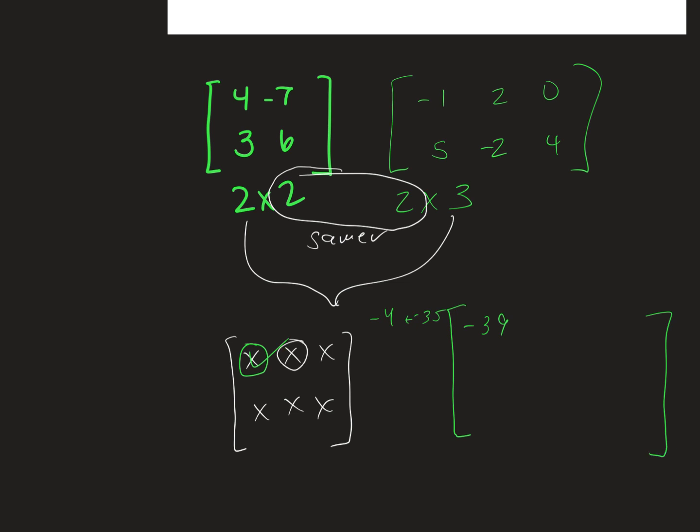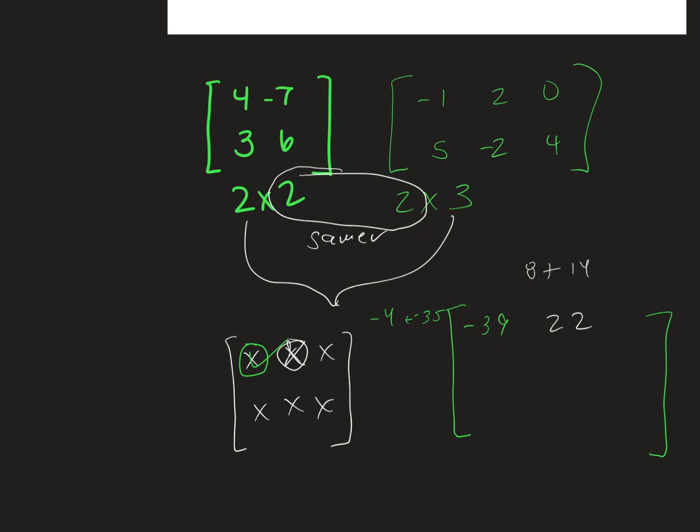Where is that located? First row, what? Second column. So I'm going to say first row times second column. So 4 times 2 is 8 plus, what's negative 7 times negative 2? 14. What's 8 plus 14? 22? Okay, so that one's done.